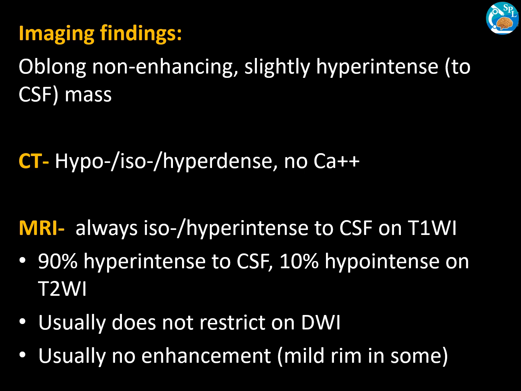Coming to imaging findings in general, the neurenteric cysts are oblong, non-enhancing, slightly hyperintense to the CSF. On CT scan, these are hypo to iso to hyperdense, usually with no calcification. On MRI, these are almost iso to hyperintense to the CSF on T1 weighted images, and 90% show hyperintensity to CSF, and only 10% are hypointense on T2 weighted images. And usually these show no enhancement. However, a mild rim enhancement may be present in some cases.